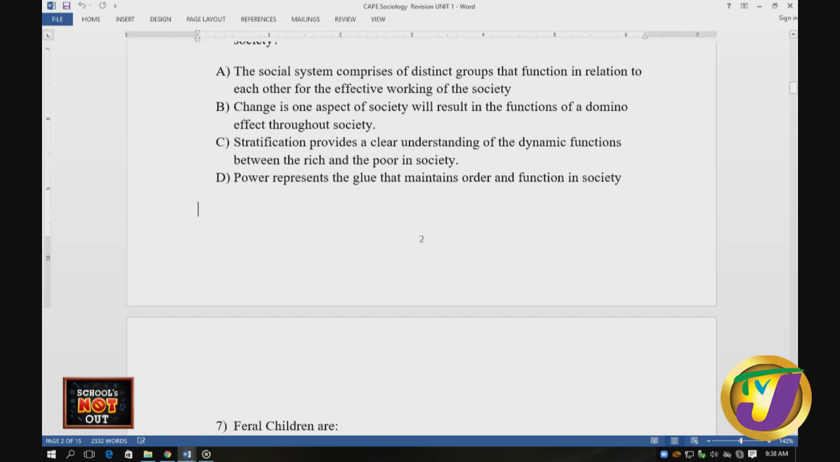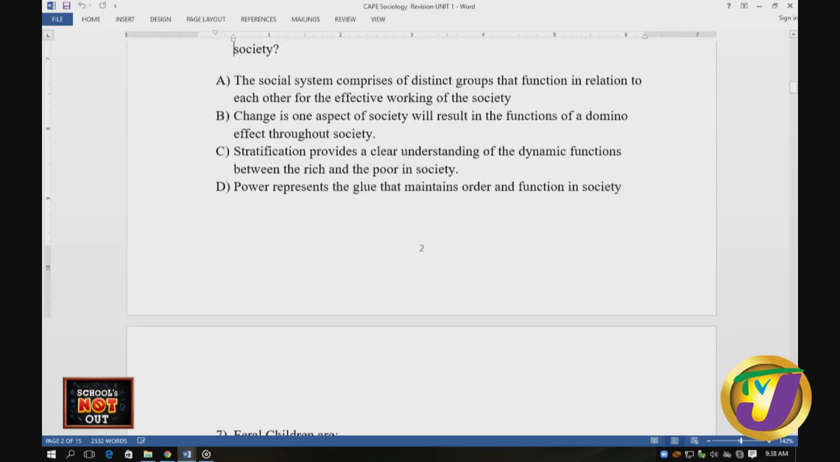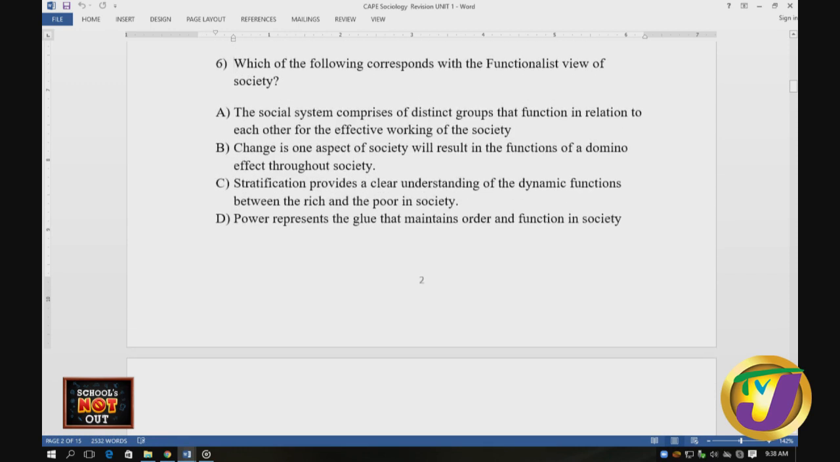Question 6. Which of the following corresponds with the functionalist view of society? So I'm taking you now into the sociological theory series. We will go into it, we'll come back out again and look at groups, because sometimes the questions aren't always set out in the same manner as on the syllabus. Sometimes you get random questions interspersed with other areas. But if you are sharp and know what you know, then it shouldn't bother you.